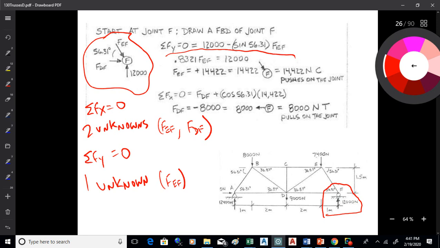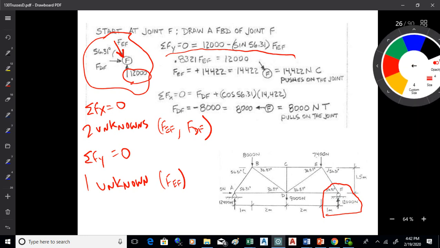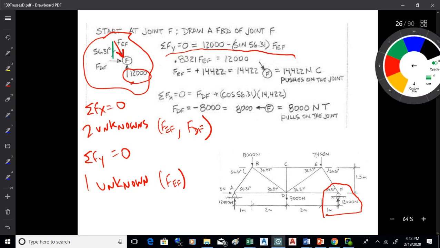So sum of Fy is 0. 12,000 up. As I have assumed coming down, I've got the unknown FEF with a 56.31 degree angle. I want the y component of that, which is opposite the angle, and I will apply it in its proper place at F. So that y component coming down will be sine 56.31 times FEF. I'll take this term to the other side of the equation. Sine of 56.31 is 0.8321. FEF becomes positive because I've taken it to this side of the equation, and I solve for FEF.